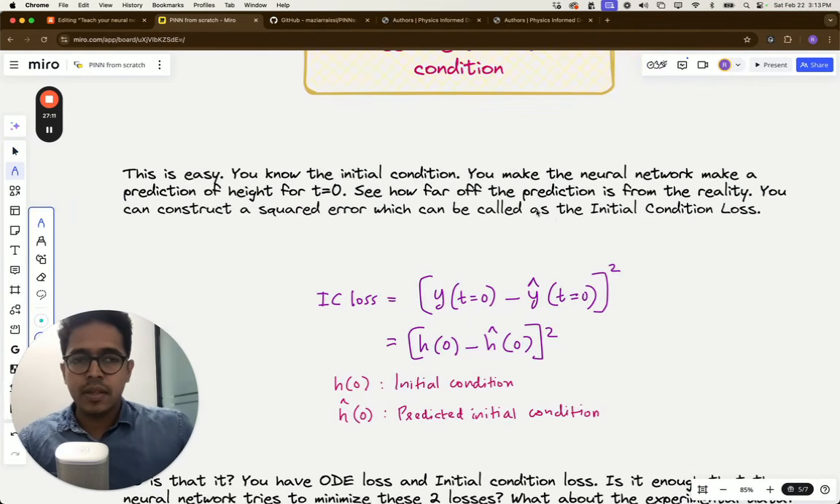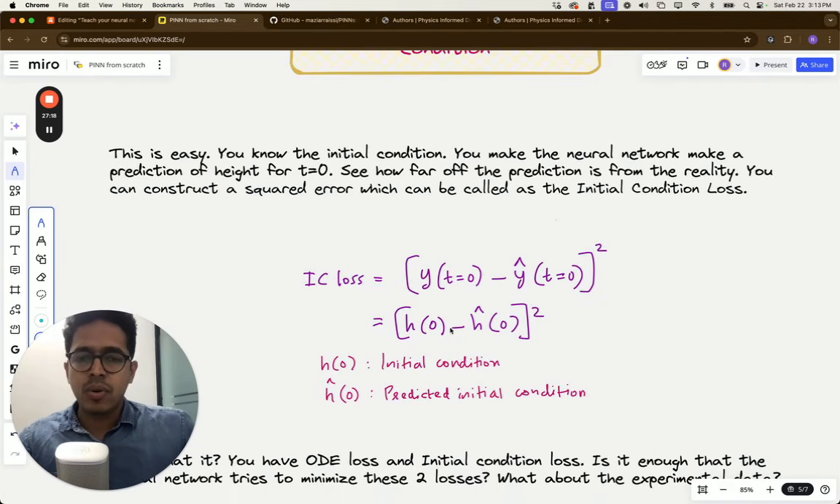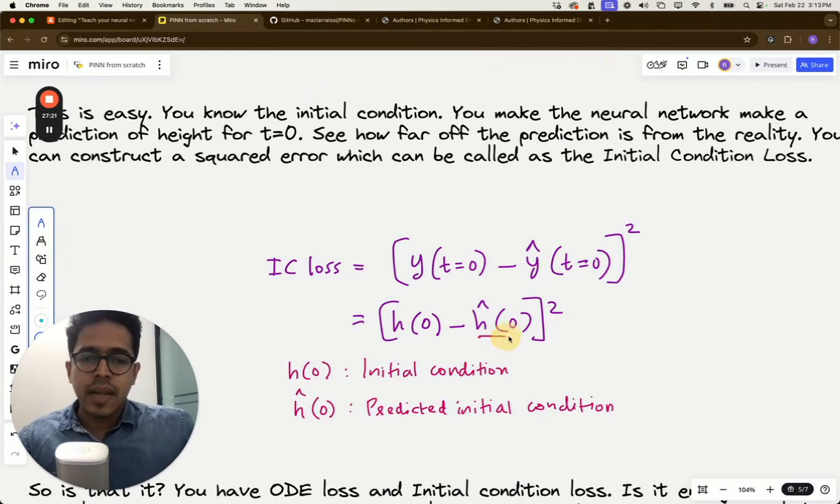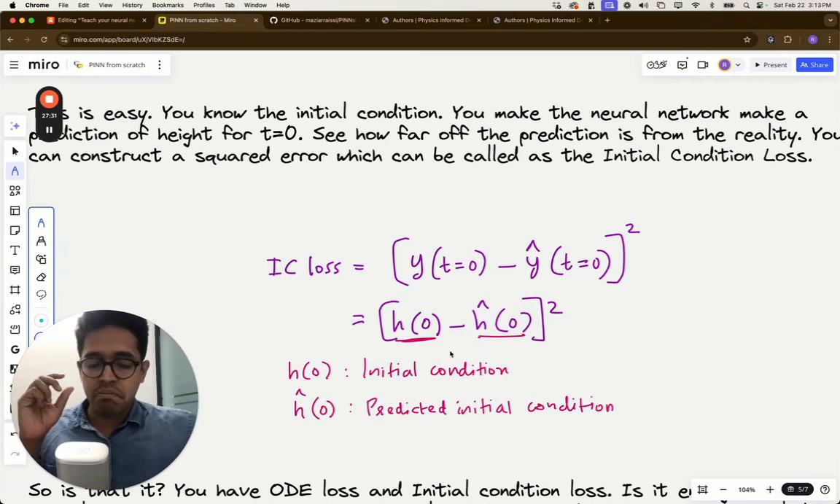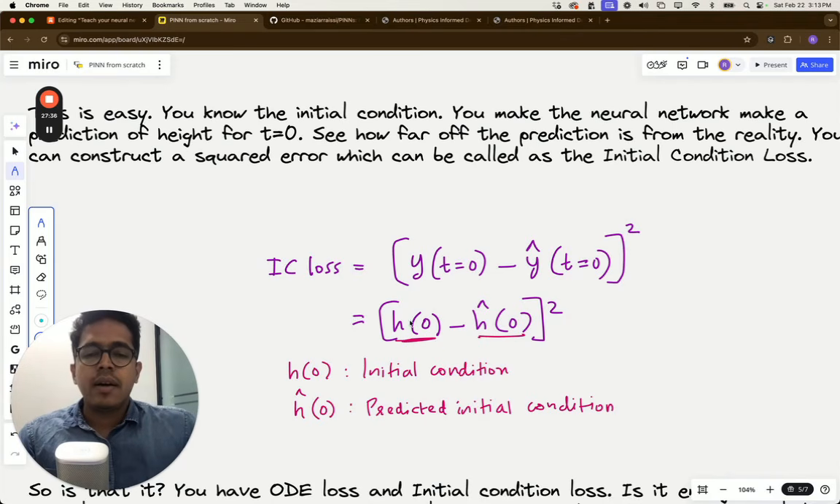Basically, the neural network is already making predictions on height. So let the neural network make a prediction on the height at time t equal to 0. That is this term, h cap of 0, or h cap at time t equal to 0. And you know the actual value of height at time t equal to 0. This may be 5 meter, or maybe 0 meter if the projectile is starting from the ground. So you can have an IC loss, meaning initial condition loss, which is the difference between the actual initial condition and the predicted initial condition, and you square it.